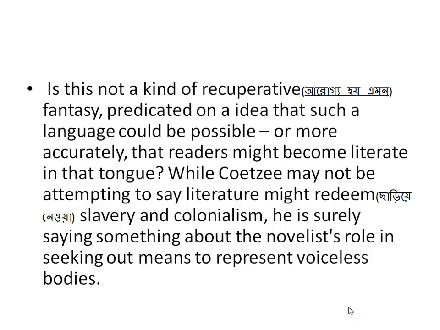Is this the kind of recuperative fantasy predicated on the idea that such a language could be possible? Okay, so can it be possible? Can it be possible, as in The Rime of the Ancient Mariner, the death of a lying man? The dead man can stare.